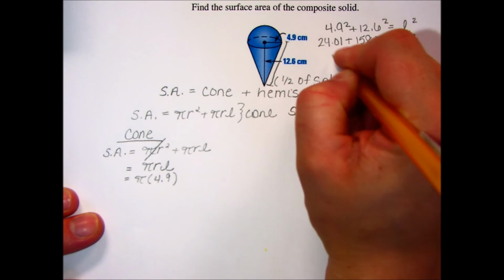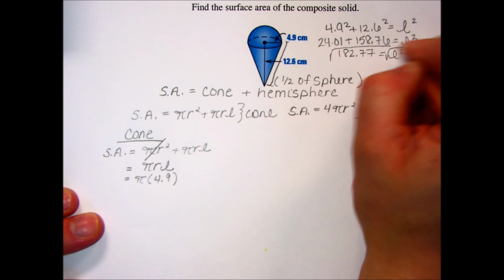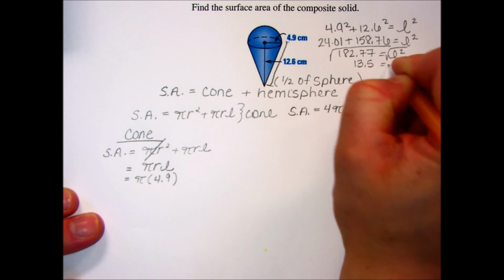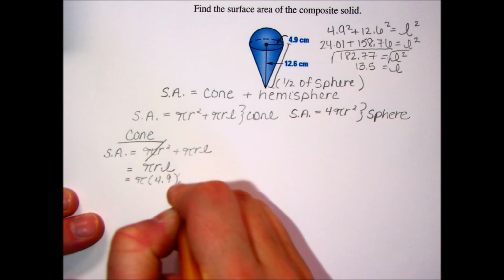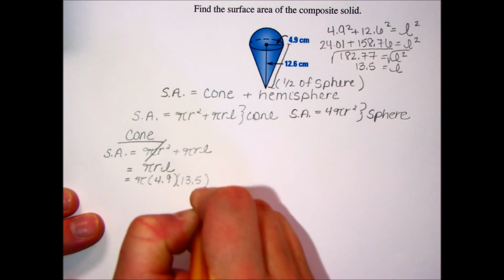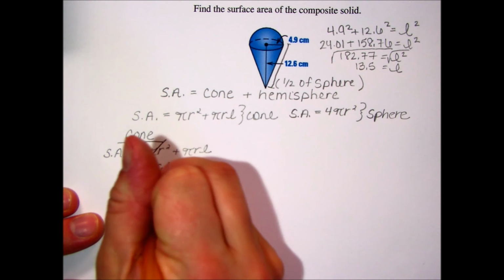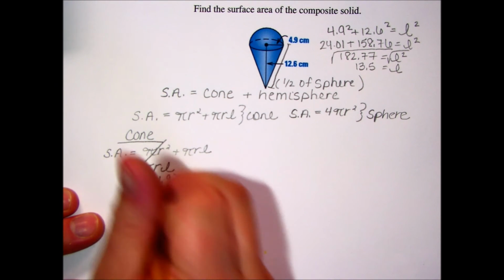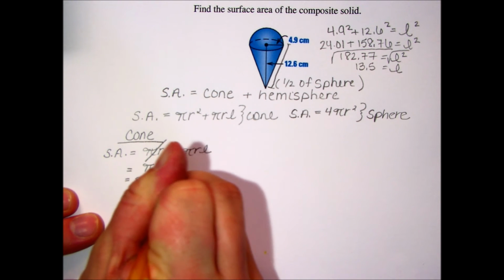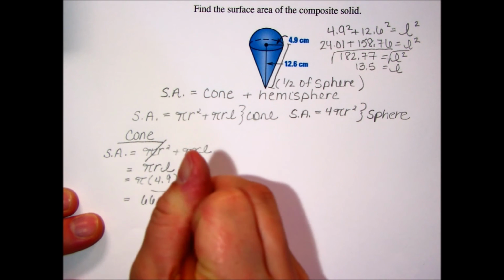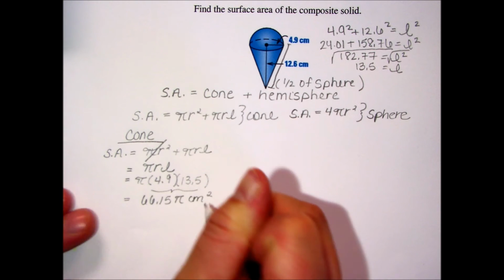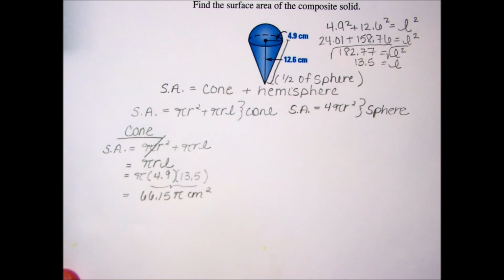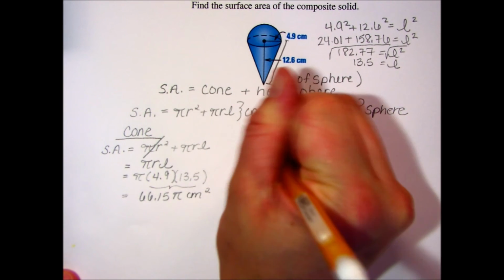And then to undo your square and figure out what only the slant height is, you're going to square root both sides to get a slant height of 13.5. We can then take that slant height and plug it in for the cursive L in the formula. Multiply 4.9 times 13.5 to get 66.15 pi centimeters squared, and we're going to leave that answer just as it is for now. So, moving on to the next portion of the problem, we are going to look at the formula for a sphere.